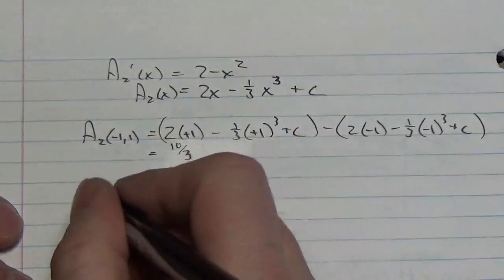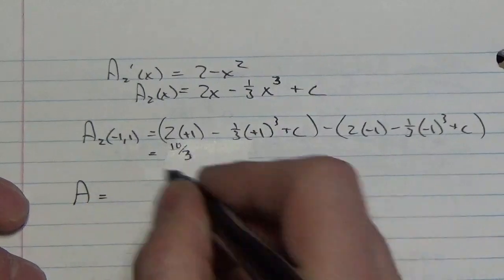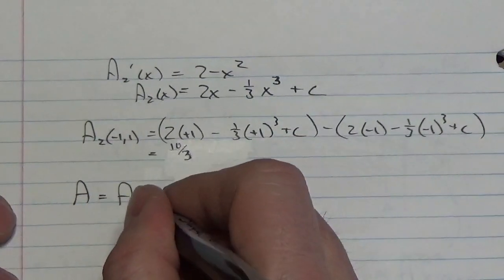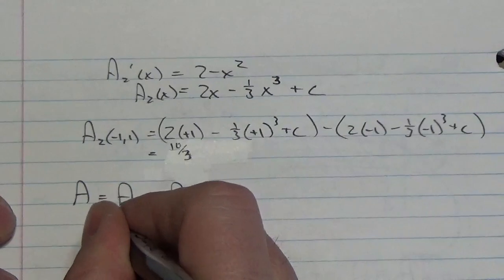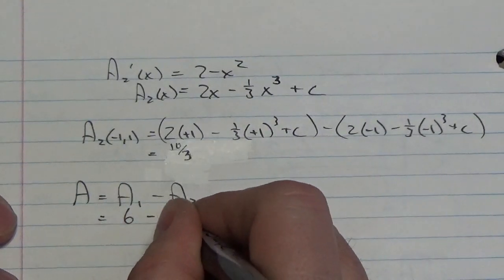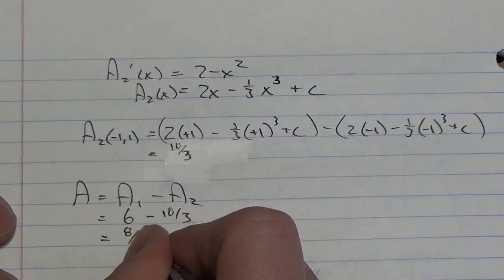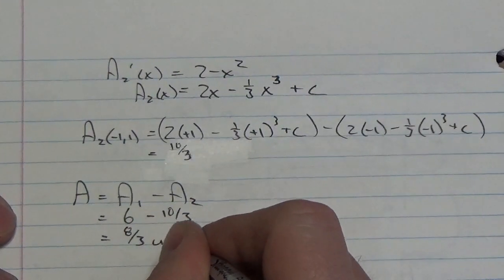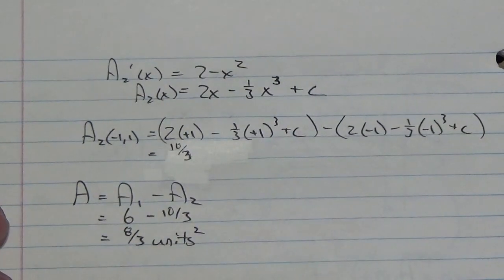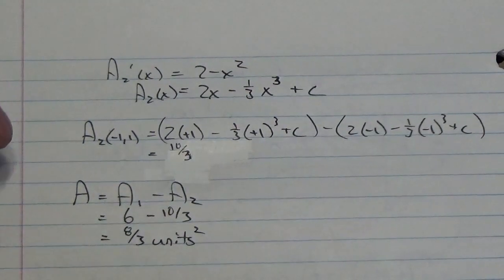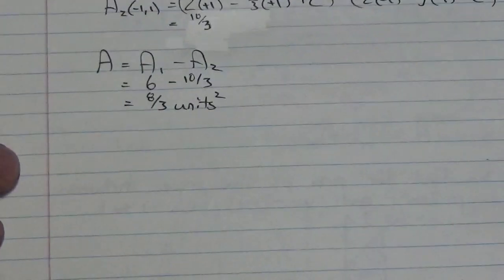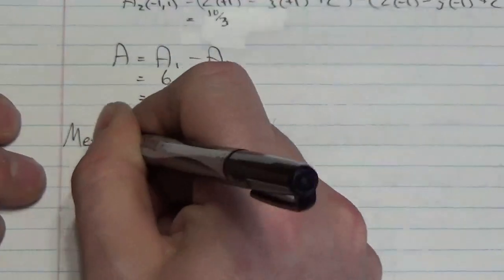Now, that means that the area that I'm looking for is going to be the difference between those two. It's going to be a1 minus a2. Now in this case it's going to be 6 minus 10/3, and when you put that all together you're going to get 8/3 units squared, whatever those particular units are. So there we go. The area of that almost shark fin shape is going to be 8/3. Now there is another method that we could employ to do this.